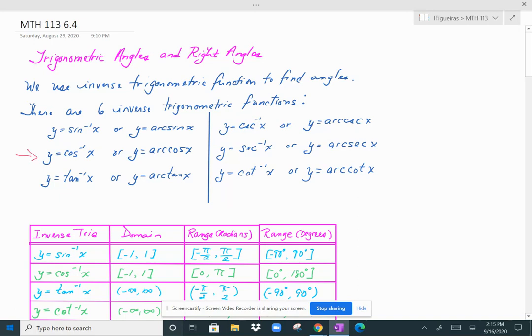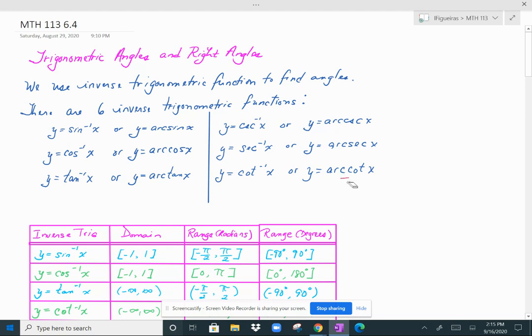Cosine inverse of x is the same as arc cosine of x. Notice there's two c's here. Tan inverse of x is the same as arc tan of x. Cosecant inverse of x is the same as arc cosecant of x. Again, there's two c's there. Secant inverse of x is the same as arc secant of x, and cotangent inverse of x is the same as arc cotangent of x, again, two c's.